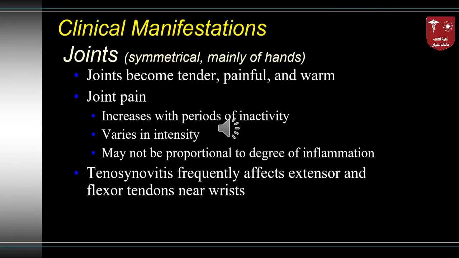As I mentioned before, the affection of the joints in rheumatoid arthritis is symmetrical. That means both sides are affected at the same time. And the patient usually shows an increase in joint pain after periods of inactivity. And usually there is some tenosynovitis. Tenosynovitis means inflammation of the tendon synovial sheath of both extensor and flexor tendons around the wrists.